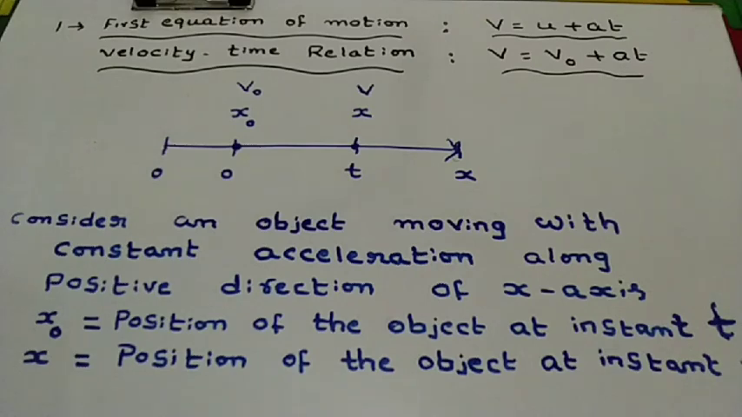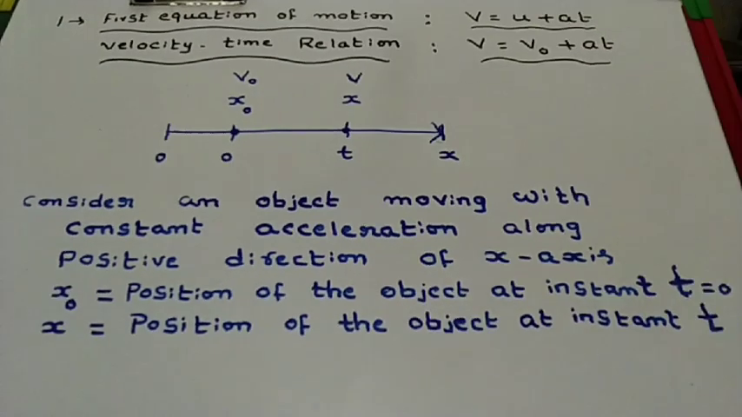Once again I am repeating the point, my dear students. x naught is equal to the position of the object at instant small t equal to 0. x is equal to the position of the object at instant small t.